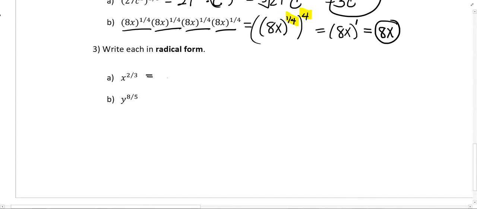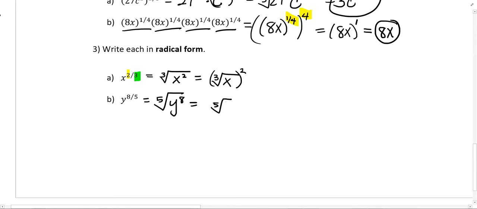So x to the 2/3, well, the 3 tells us that it's going to be a cube root. And then we can either write it as x squared under the cube root, or we can write it as the cube root of x all being squared. Last example here. That would be the 5th root of y to the 8th, or the 5th root of y all being taken to the 8th power. Okay, and we're done.